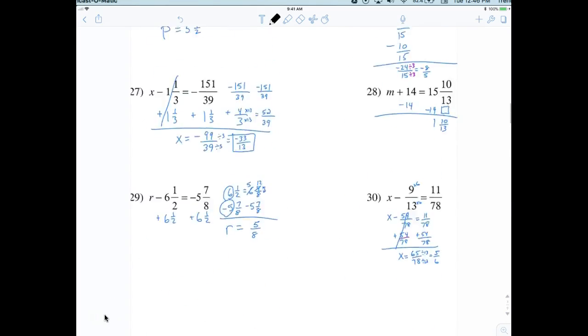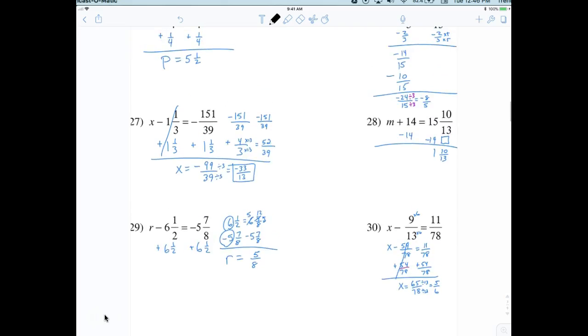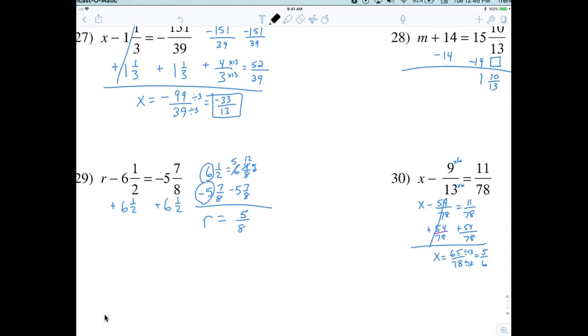Now we started, I think, 27, right? Yeah, so everybody take a look at their number 27. I'm not sure what that is. All right, negative 33 over 13.